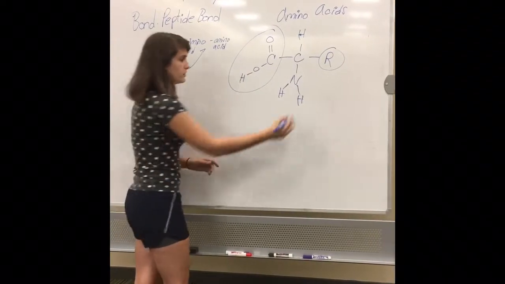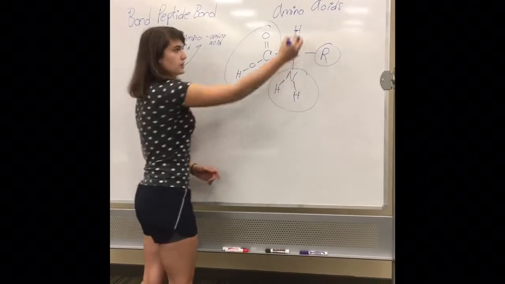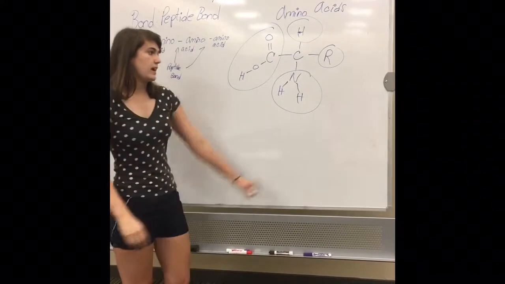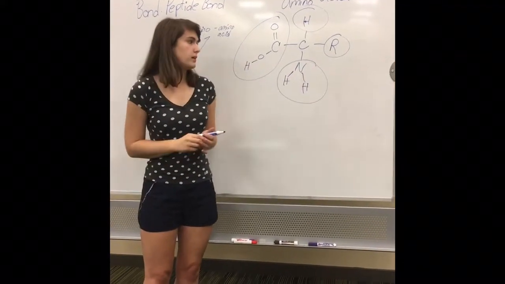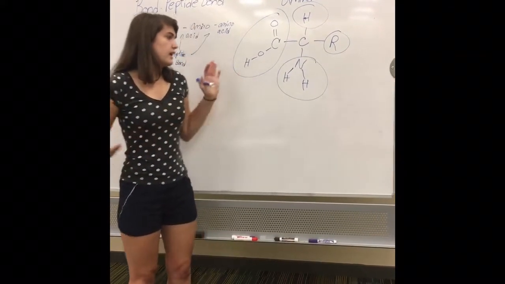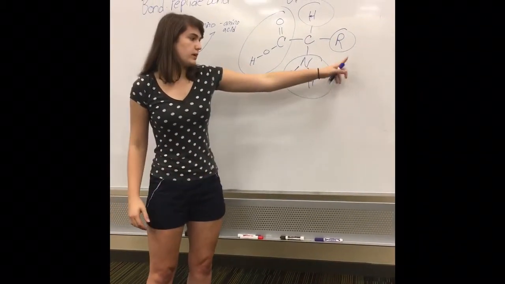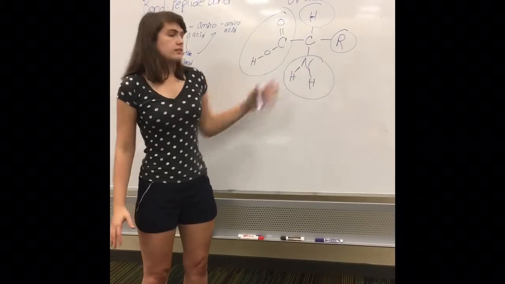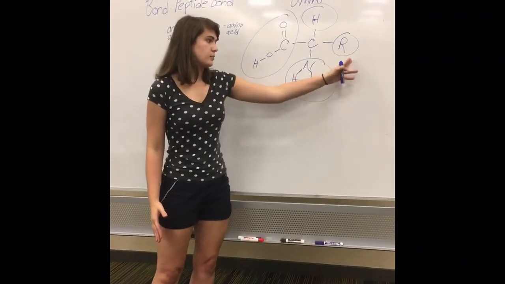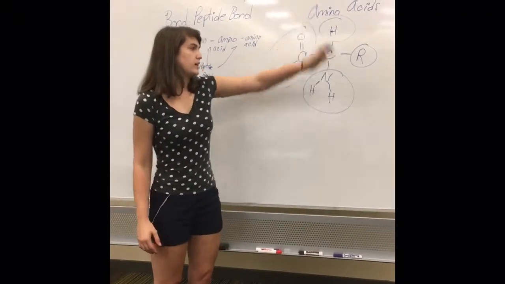It has your amino group. It has the one singular hydrogen, and then it has the R group. The R group can basically be anything. There are about 20 of them, and the R group is essentially what gives the amino acid its characteristics. It characterizes the amino acids, so this could be different amongst any of them.